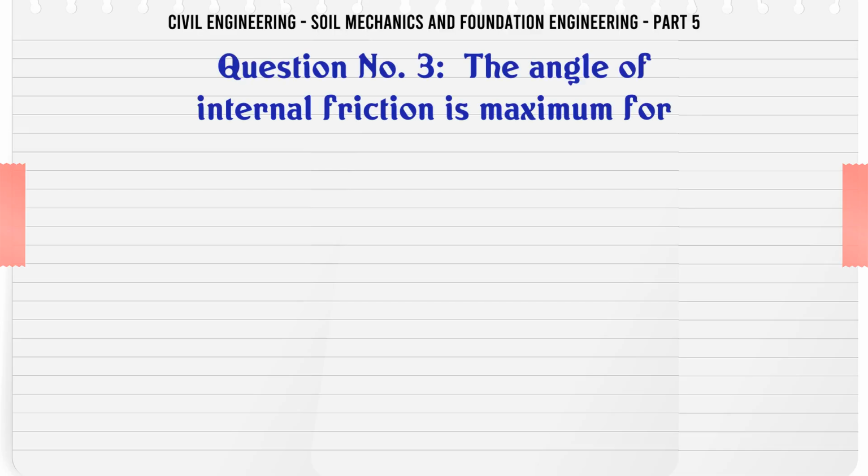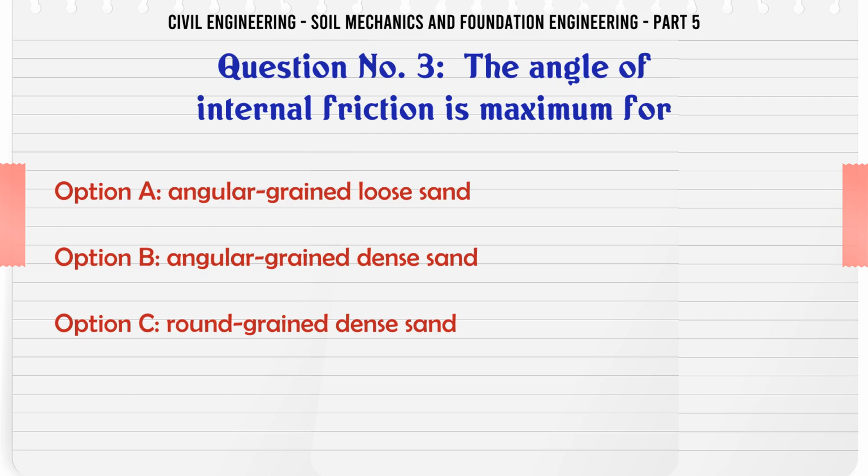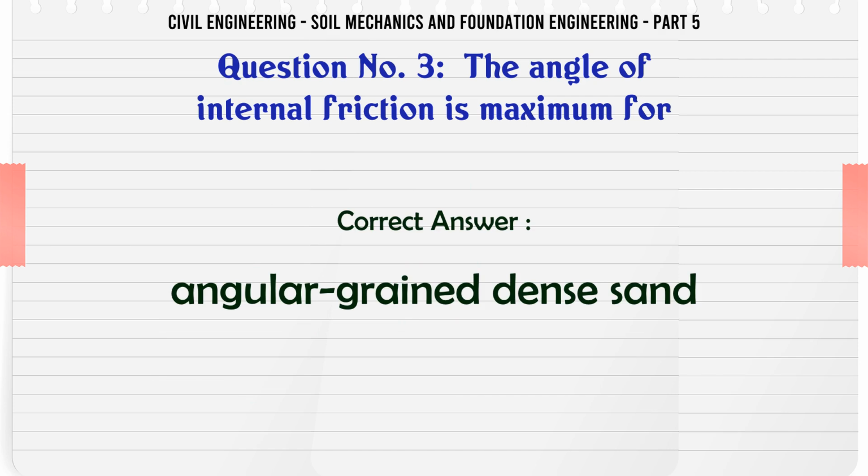The angle of internal friction is maximum for: A. Angular grained loose sand. B. Angular grained dense sand. C. Round grained dense sand. D. Round grained loose sand. The correct answer is angular grained dense sand.